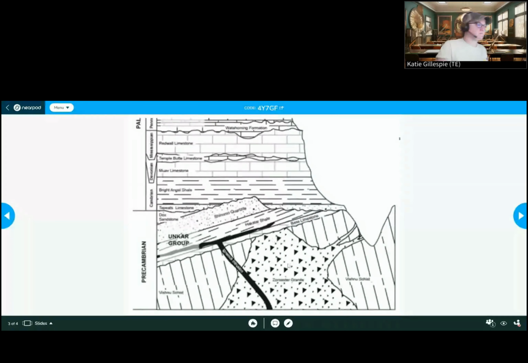intrudes on the Vishnu schist by melting and recrystallizing. So you said what came into play and the environment in which it formed.